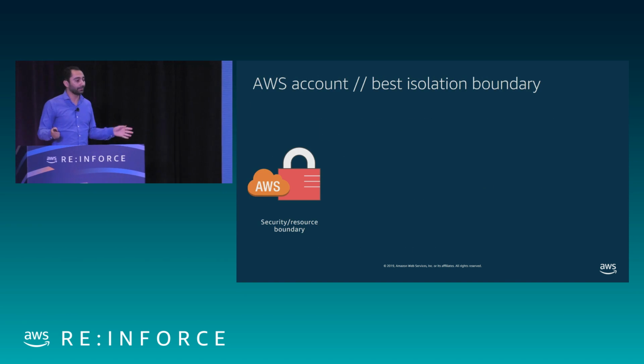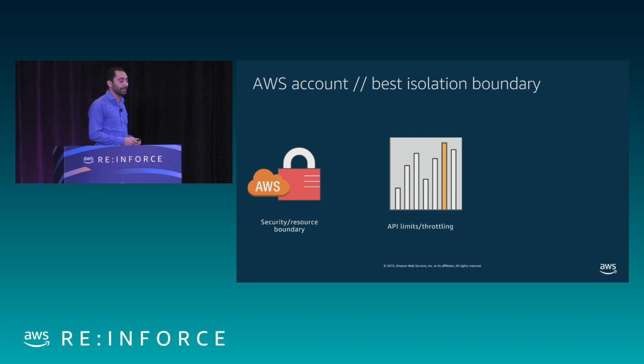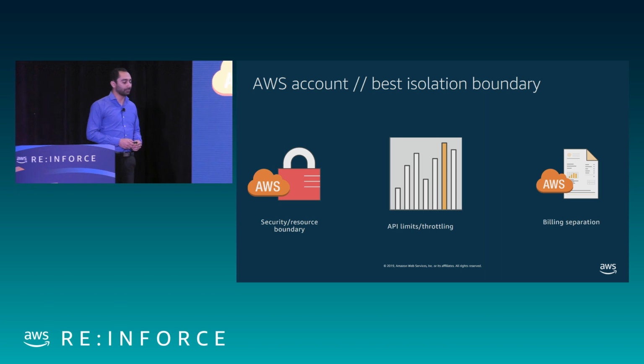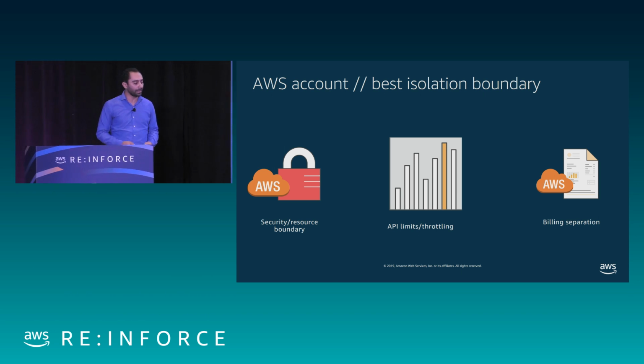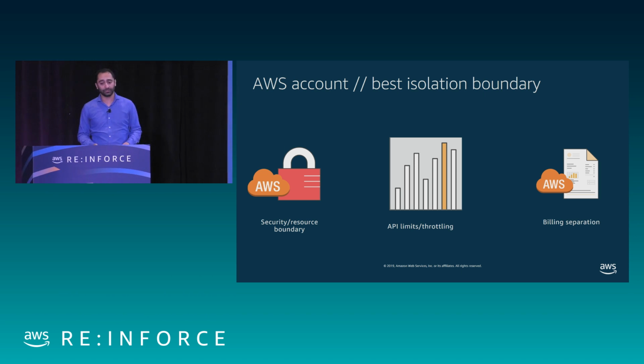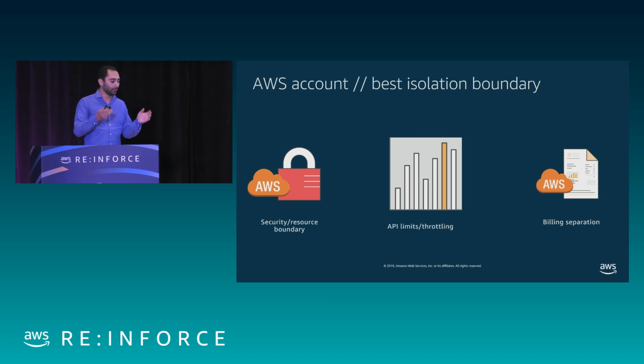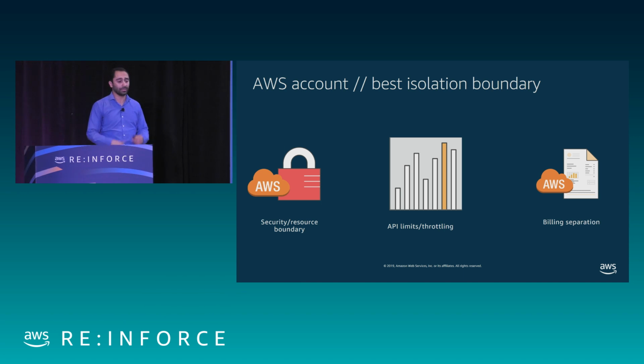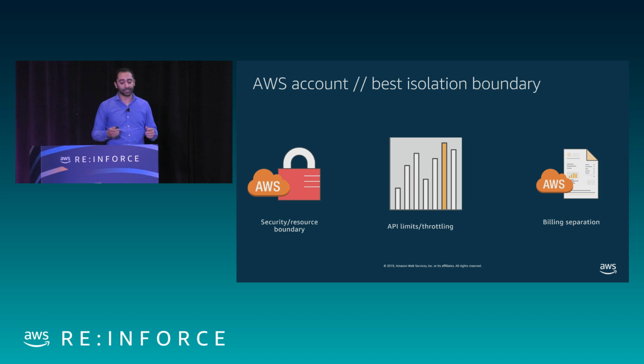So we've talked a little bit about this. An account is the highest level of isolation. It lets me do things like my security boundary, my API limits, throttling, billing separation. It is the only true way to separate things within AWS's environment. In fact, if I set up an account and you set one up, that level of isolation and separation is the same as if you set up two separate accounts within the same company. So it helps us provide that approach.